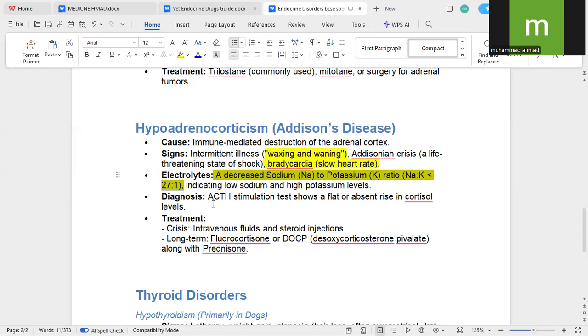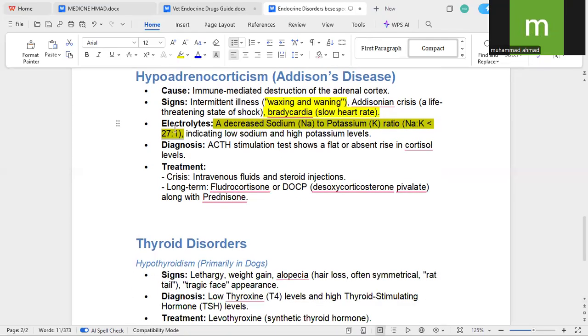Diagnosis is the same as above. The ACTH stimulation test shows a flat or absent rise in cortisol. Okay, and here ACTH is the definitive test. If we inject ACTH and there is no rise of cortisol, then this is Addison disease. If there is a change in the cortisol, then this is not Addison disease, because here cortisol and aldosterone are not produced, so ACTH stimulation will not work here. So after injection of ACTH, there is no rise of cortisol, and it is the definitive test of Addison disease.